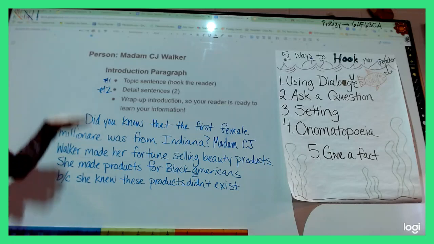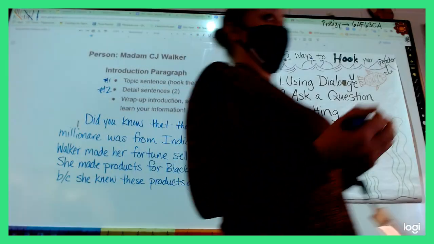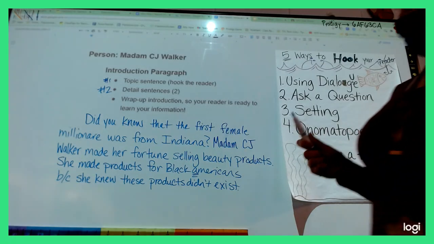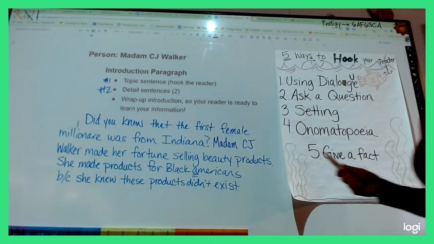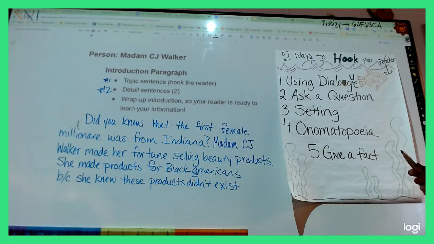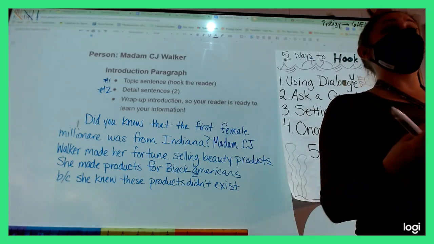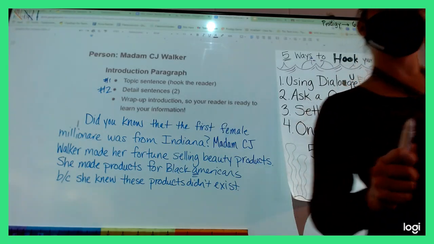So I need to read what I've got and think, what do I need to say last so my reader is ready to learn all about Madam C.J. Walker? So I'm going to read this aloud, and then I want you all to help me think about what we could say last. Did you know that the first female millionaire was from Indiana? Madam C.J. Walker made her fortune selling beauty products. She made products for Black Americans because she knew these products didn't exist. Now, I still haven't actually mentioned that she is an African American, so that needs to be part of my last sentence. What do you think, Cadence?